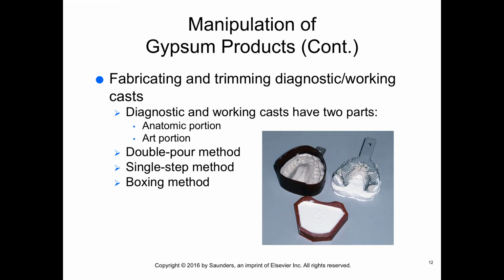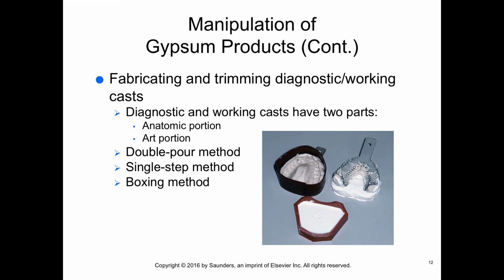In lab, we won't be doing the double pour method, we'll just be doing the single pour. So in the single step method, 1 mix of gypsum is produced to pour the anatomic and the art portions of the cast. After the impression is poured, the remaining material is used for the base. This material is placed on a glass tile or in a base former. The impression is inverted onto it and the peripheries of the 2 portions are joined.